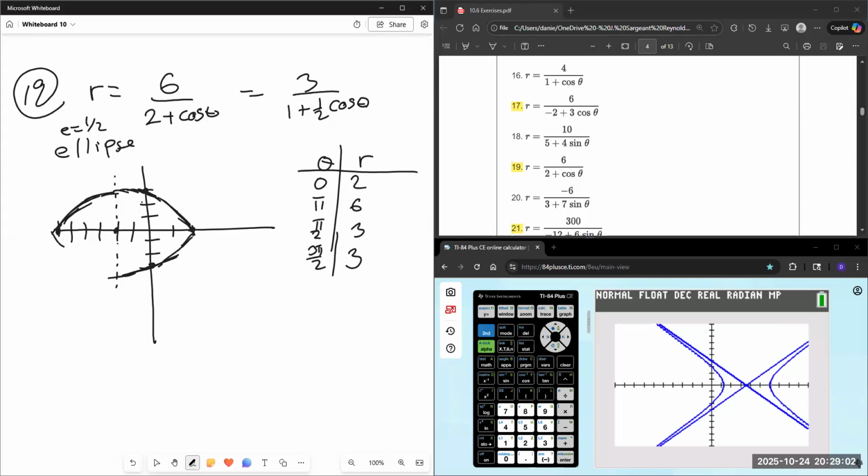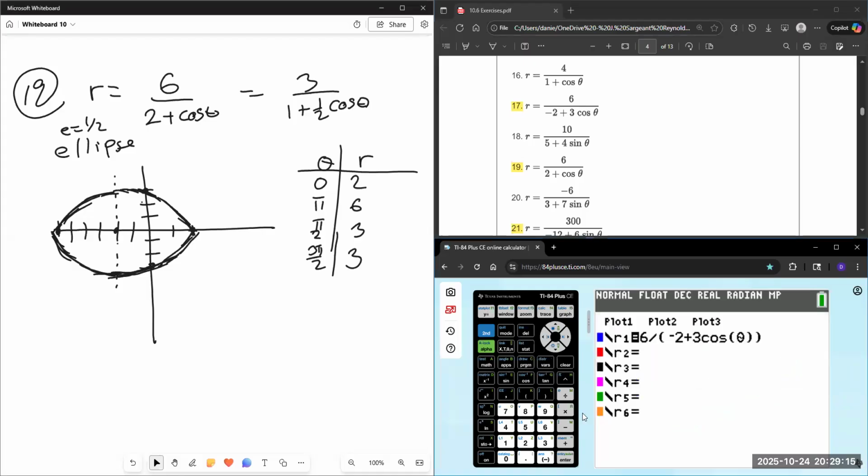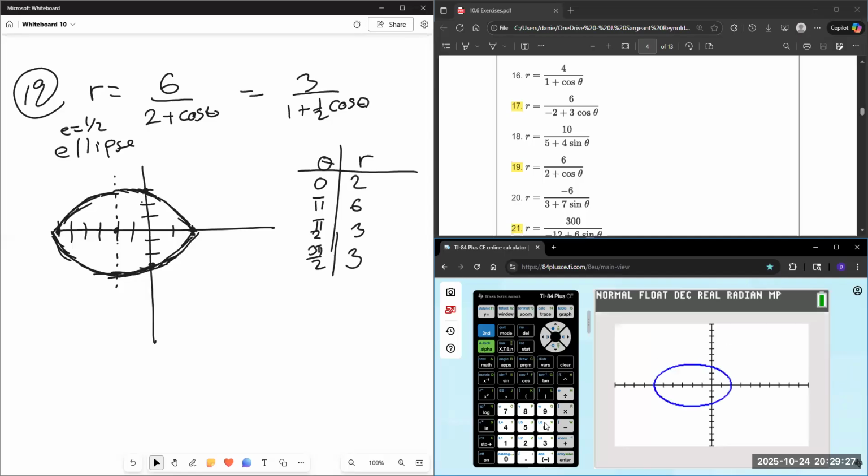Something like that. So this is 6, let's clear out this, 6 divided by 2 plus cosine of theta, zoom 6, and there it is. And let's look at number 21.